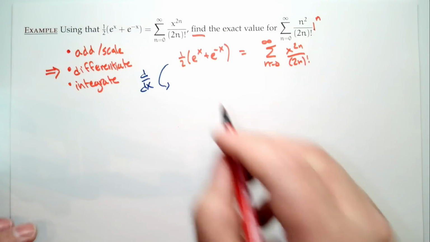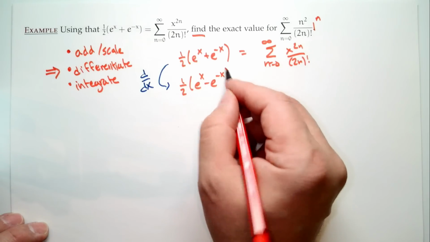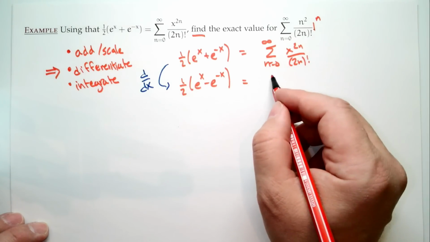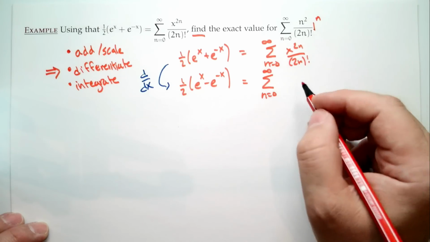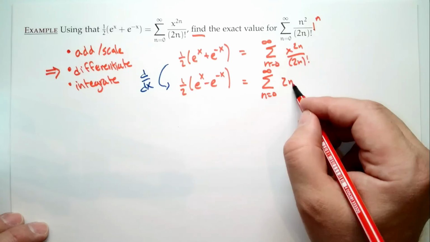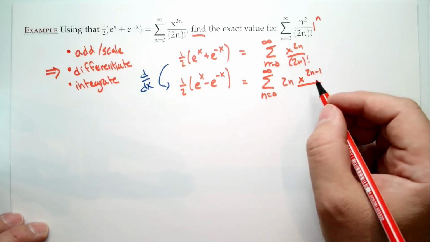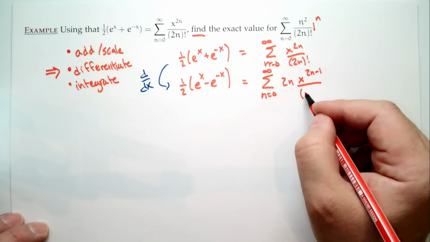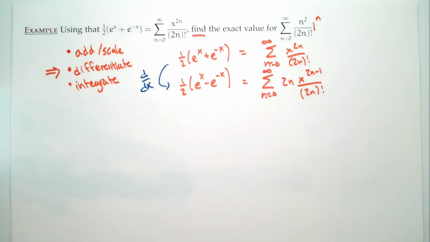Now the left-hand side is pretty easy. That's a half (e to the x minus e to the minus x). On the right-hand side, it's also easy, because if you have an infinite series, it's basically an infinite polynomial. That's how you should think of it. And so you take the derivative term by term. So 2n, x to 2n minus 1 over 2n factorial. And we say, fantastic, we've put an n there. We also have a 2, but 2's are easy to fix.